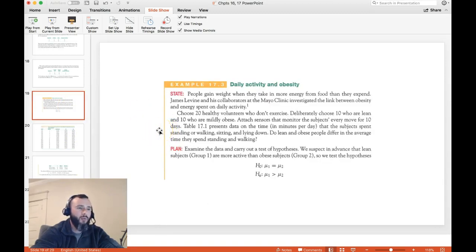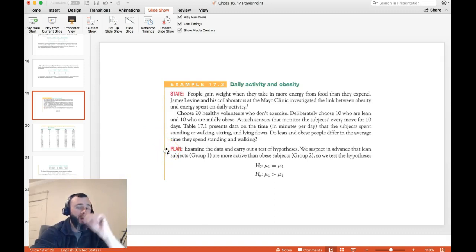Table 17.1 presents data on the time that the subject spent standing or walking, sitting or laying down, and this is in minutes. Do lean or obese people differ in the average that they spend standing and walking? Examine the data and carry out a test of the hypothesis.